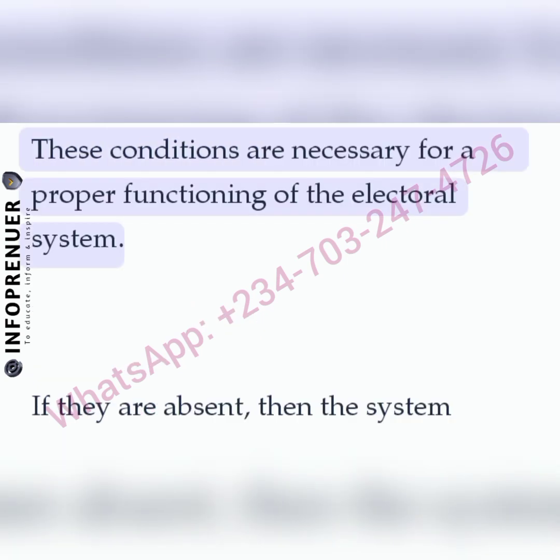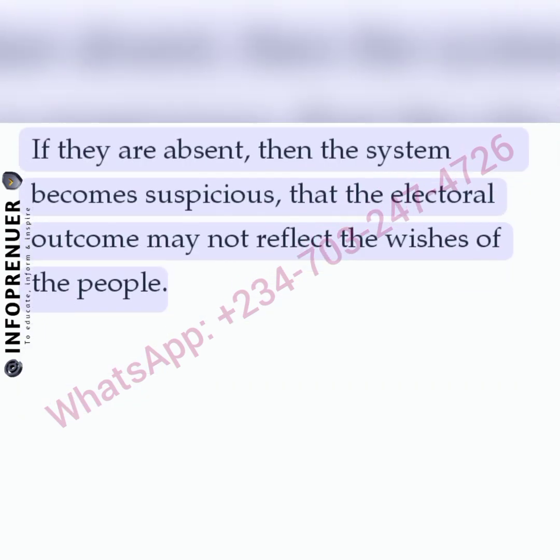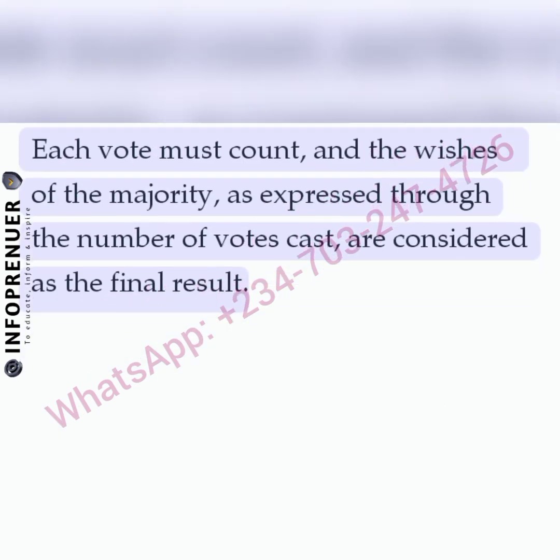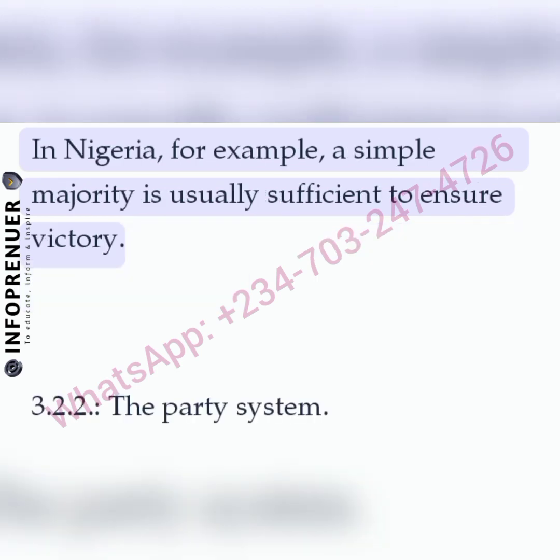Free media. These conditions are necessary for a proper functioning of the electoral system. If they are absent, then the system becomes suspicious that the electoral outcome may not reflect the wishes of the people. Clearly, the electoral system must be transparent. Each vote must count, and the wishes of the majority, as expressed through the number of votes cast, are considered as the final result. In Nigeria, for example, a simple majority is usually sufficient to ensure victory.